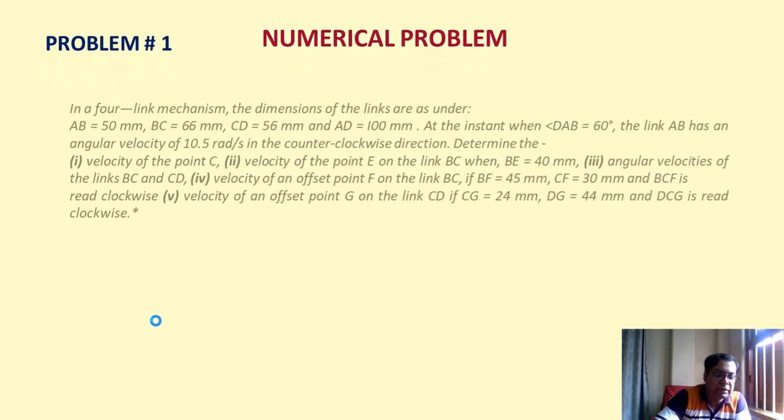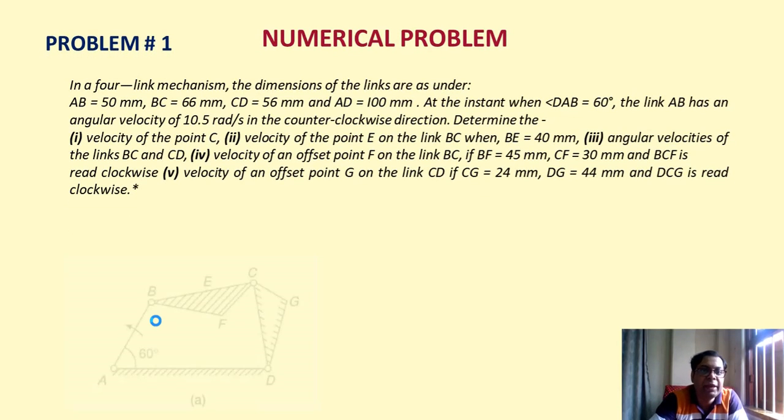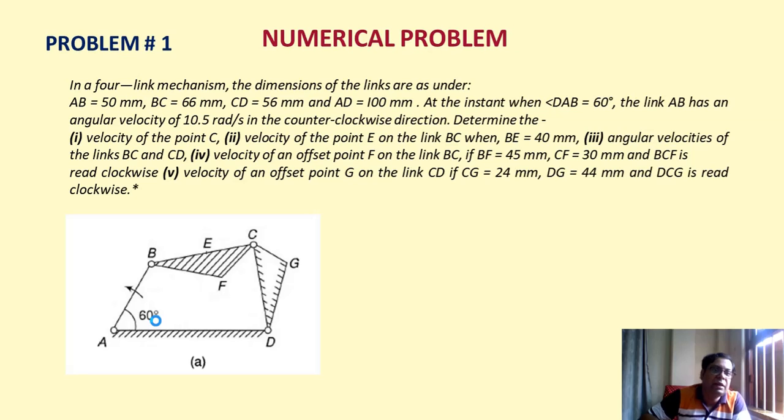Now let us just overview a numerical problem, something like that. That is for a 4-bar mechanism of the given dimension. The dimensions are all given. We have to solve and find out, if angle BAD is rotating in anti-clockwise direction, the velocity components of each individual part.